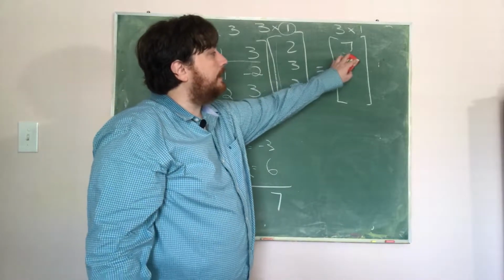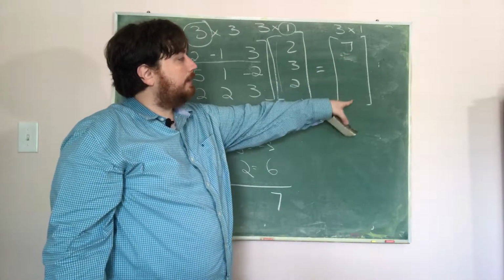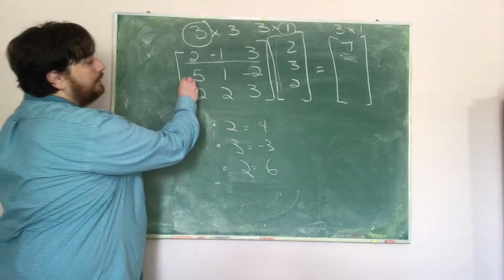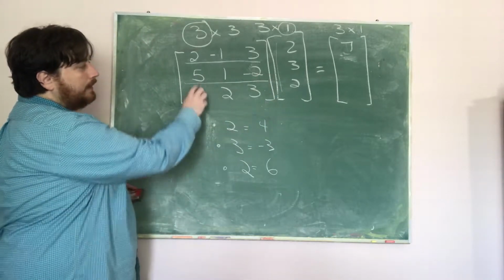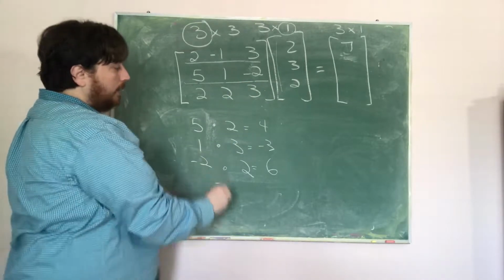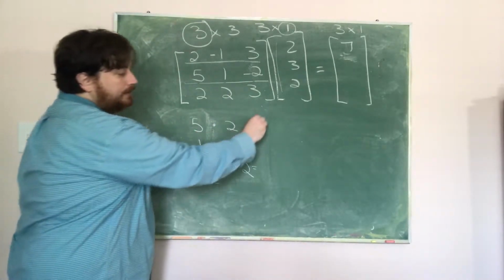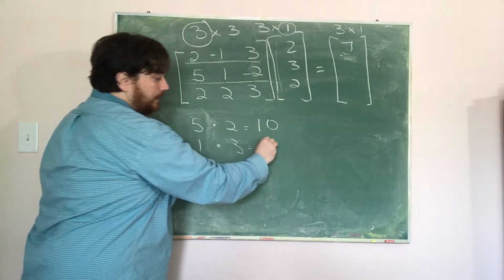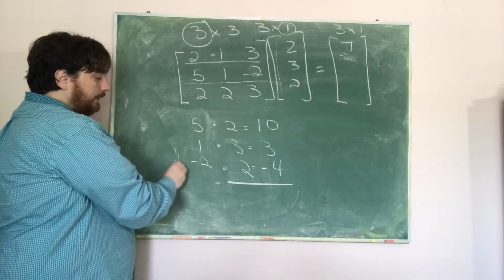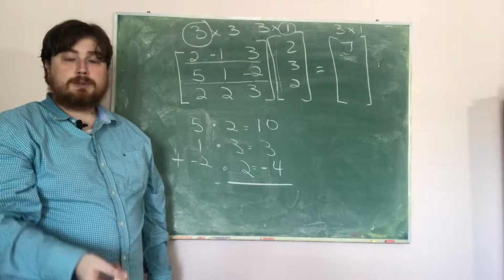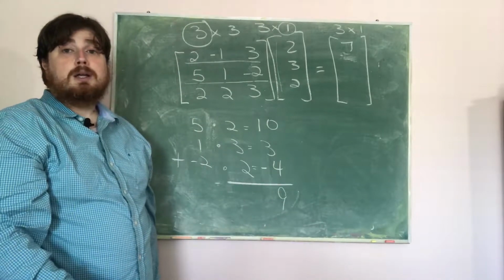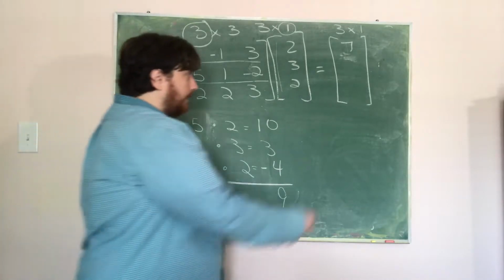Now, I can do the same thing again to find the second row, first column, and the third row, first column. So I'm just going to change these numbers. As I look at the second row, my numbers would be 5, 1, negative 2. So if I multiply those, I get 5 times 2 is 10. 1 times 3 is 3. Negative 2 times 2 is negative 4. If I add those together, I get 10 plus 3 is 13, minus 4 is 9. So the entry in the second row, first column, is going to be 9.